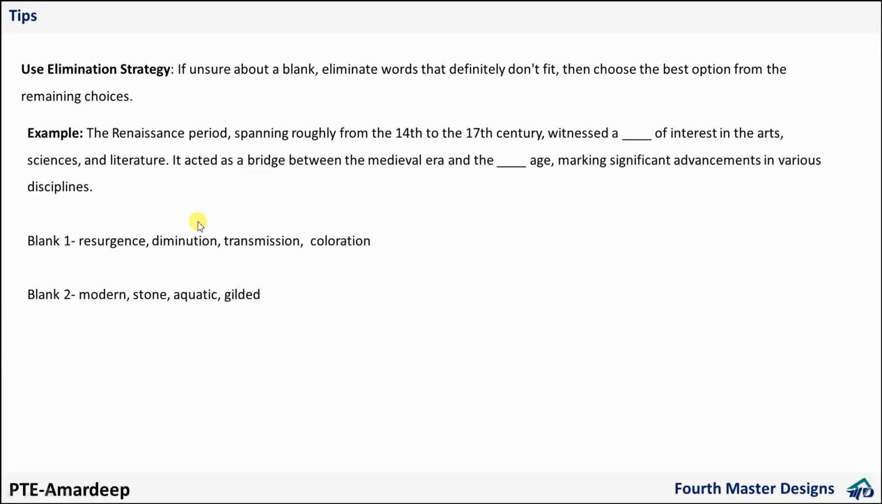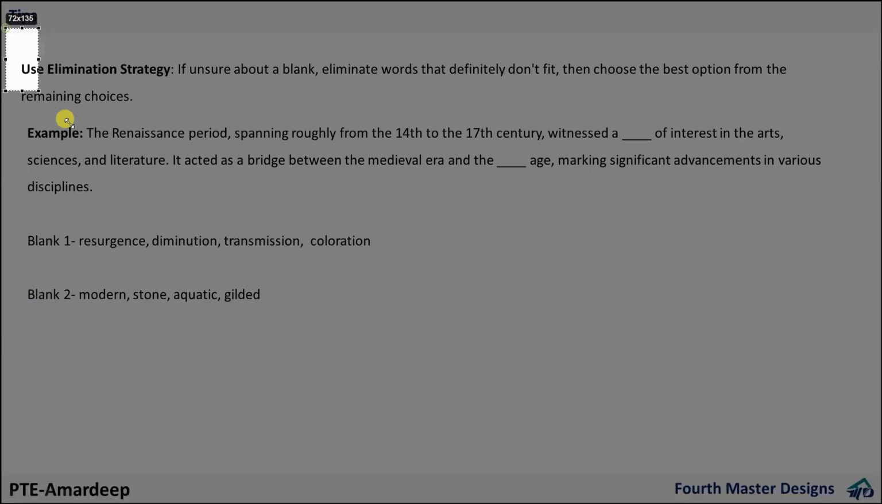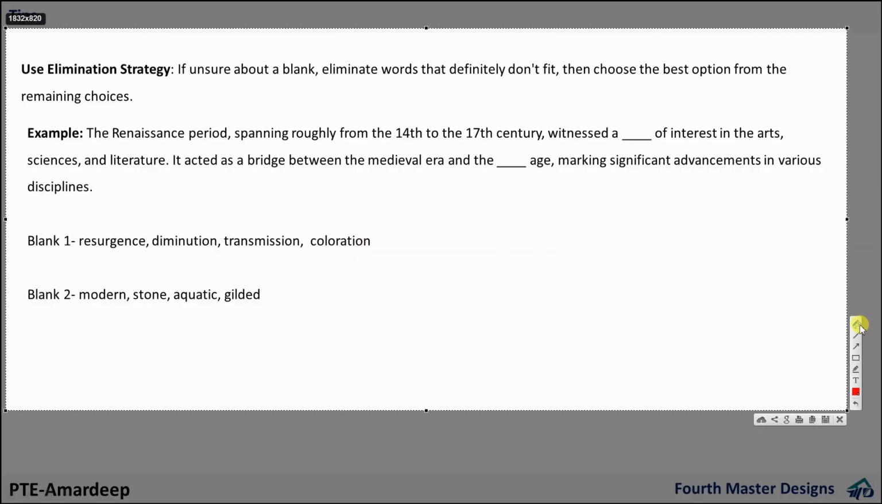Witnessed a resurgence. Then the second one, it acted as a bridge between the dash, well, medieval era and the dash age, making advancement in various disciplines. Now, again, go with the eliminate approach. Modern, maybe, yes. This one and Stone Age, maybe. If they are comparing, they may compare these two. Okay, let's say aquatic, gilded. No, it doesn't make sense at all.